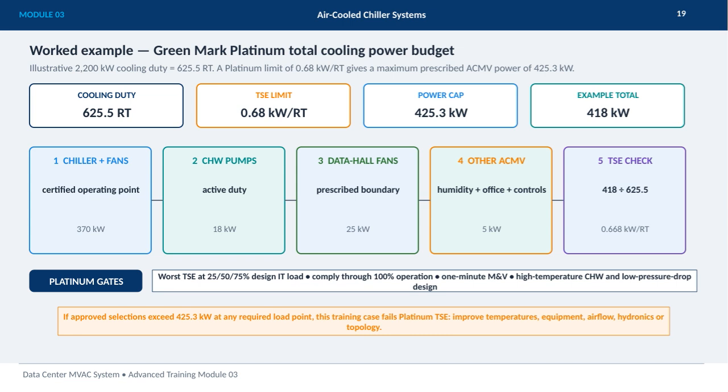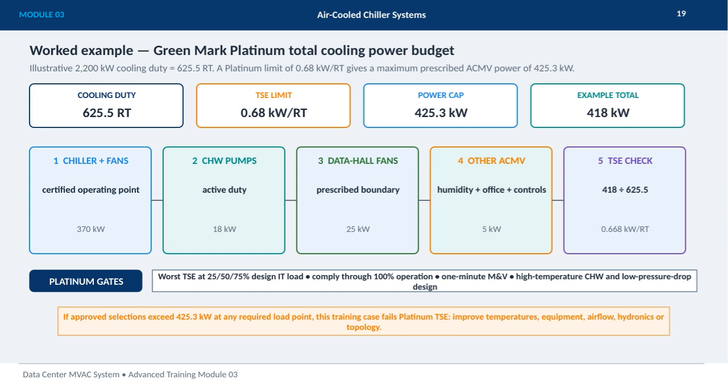The key performance metric, the total system efficiency, or TSE, calculated as total power divided by cooling duty, comes to 0.668 kilowatts per RT, comfortably within the Platinum standard of 0.68. The strict criteria include worst-case TSE values at various design loads, continuous compliance through full operation, 1-minute measurement and verification, and optimized design parameters like high chilled water temperatures and low-pressure drop airflow.